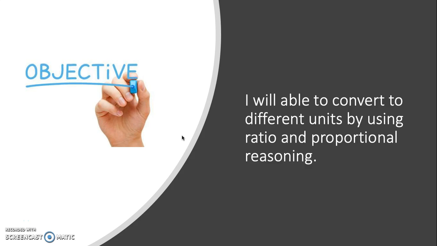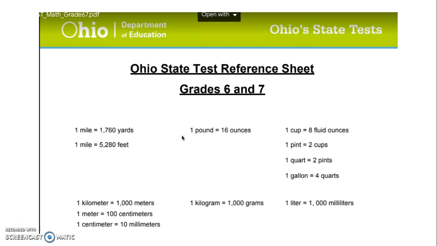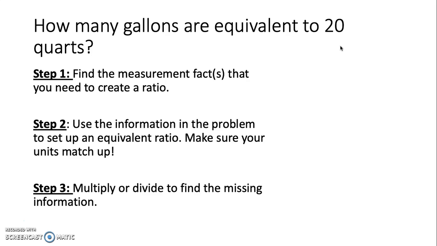Our objective is: I will be able to convert two different units by using ratio and proportional reasoning. The really cool thing about this topic is you are going to be able to use a reference sheet developed by the state of Ohio on the Ohio State tests. A lot of the information you're going to need is found on this reference sheet, and then you just have to know, can I use that information to find the right answer? So let's take a look.